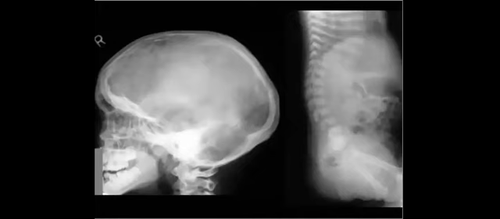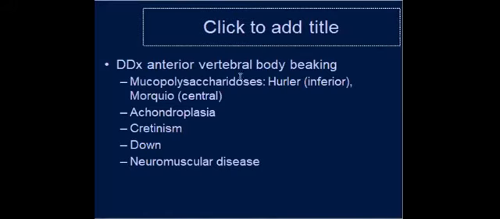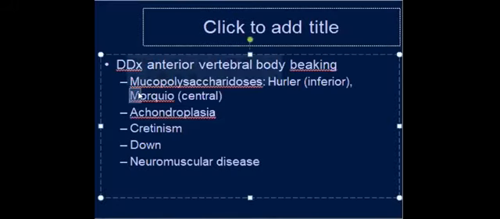Mucopolysaccharidosis. Achondroplasia. Down syndrome. So this is what's called anterior vertebral beaking. Mucopolysaccharidosis: the Morquio type is middle beaking, and the Hurler type is inferior beaking.